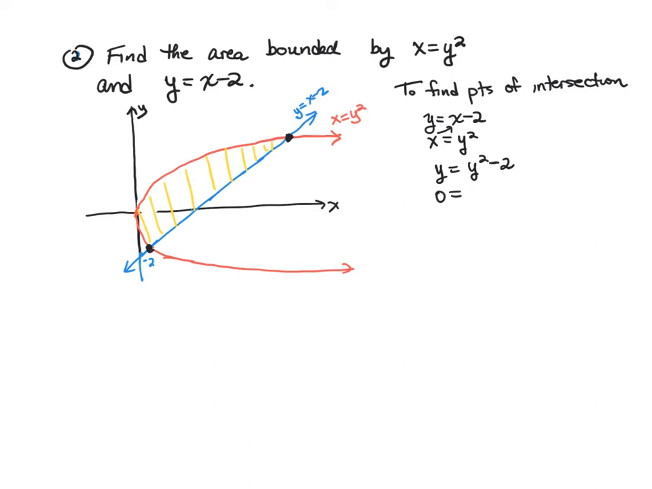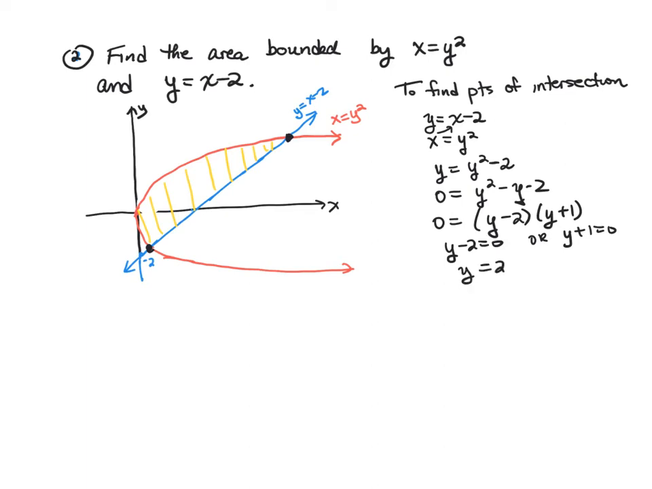And if we solve that quadratic, we can factor: y minus 2 times y plus 1. So we get y minus 2 equals 0, or y plus 1 equals 0. And we get two possible solutions for y. y equals 2 or y equals negative 1.